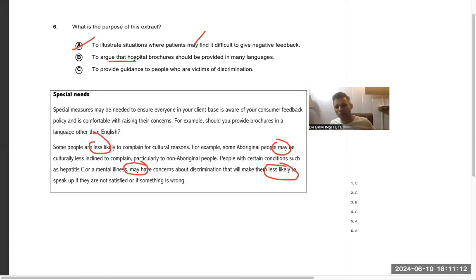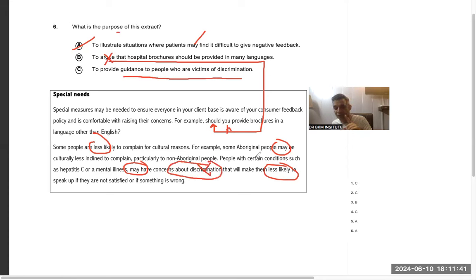Then you said to argue that hospital brochures should be provided in many languages. They were not arguing, they were asking a question. That is what we did in the last question. Suggestion means advice. In the same way, question does not mean argue. There was no arguing. Again, the main purpose means main point. To provide the guidance to the people who are victims of discrimination? No.